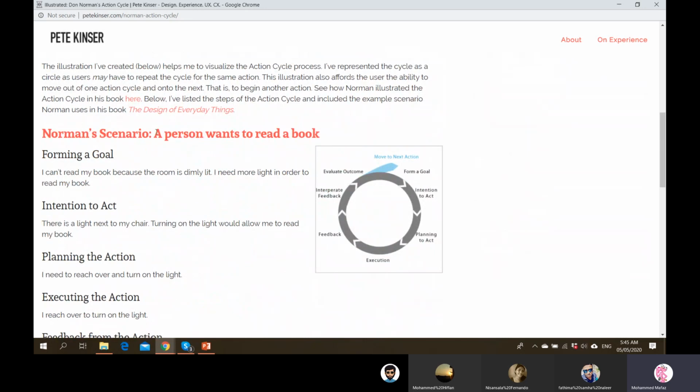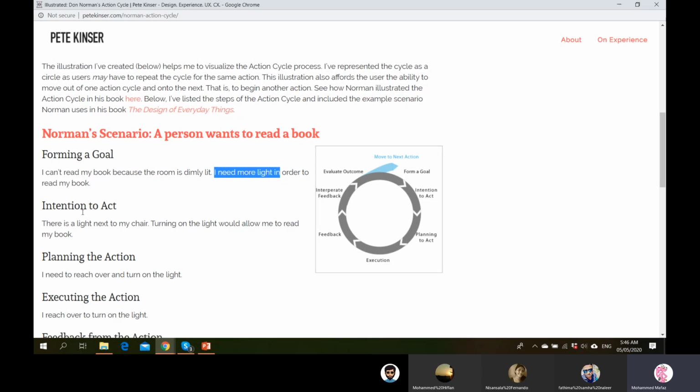Okay, this is the thing that needs to be done. A person wants to read a book. This is the scenario. So what is the first stage of Norman's model? Forming a goal, right? Forming a goal. So he's saying, I can't read my book because the room is dimly lit. I need more light in order to read my book. So this is the goal. He needs more light. So that is the first step.